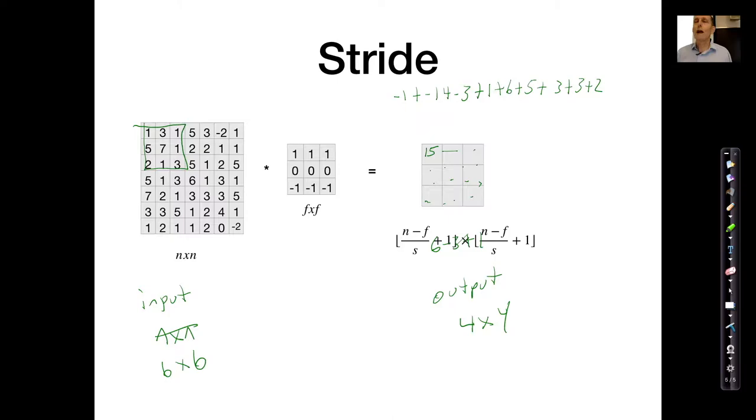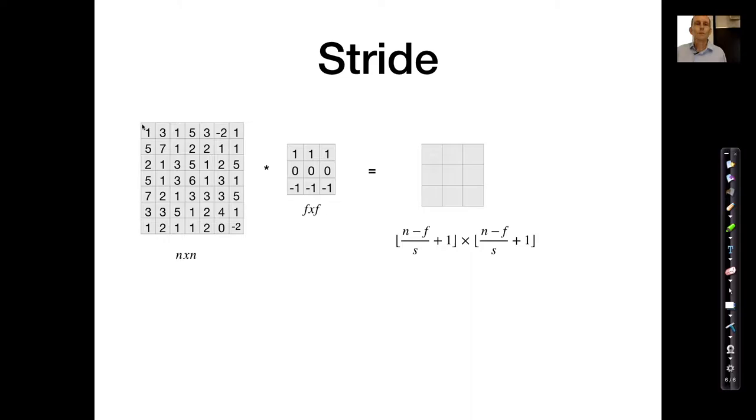The stride is... let me just give an example. So let's say we go here for our first one. And then for our next one, instead of moving over by 1, which would be a stride of 1, we move over by 2, which is a stride of 2. So we do that. And then our third one would be here, right? So let's just look at the value here.